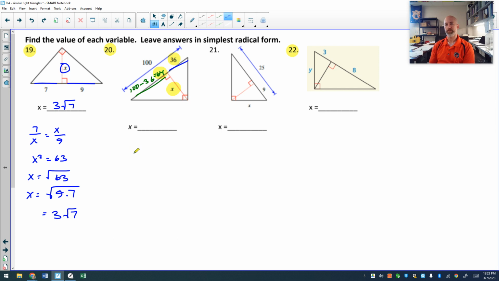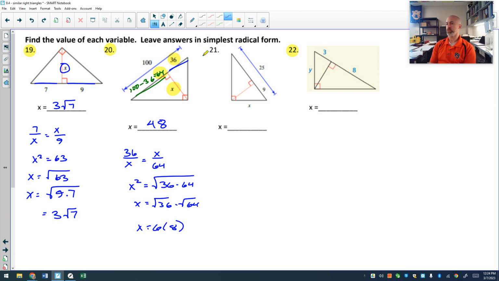And so I'm going to show you a little secret here. I'm going to do 36 over x equals x over 64. And I notice that those two are perfect squares. So I am not going to multiply those. I'm going to leave it as 36 times 64, because the square root of 36 and the square root of 64 are both nice. X ends up being 6 times 8, which is 48.